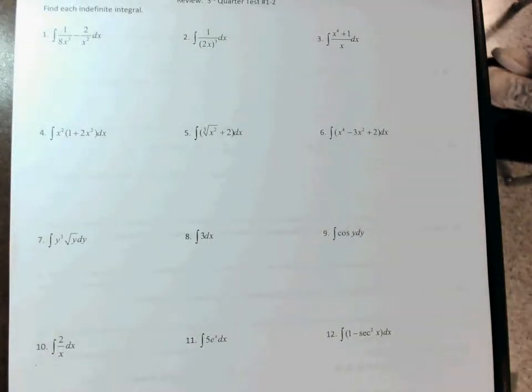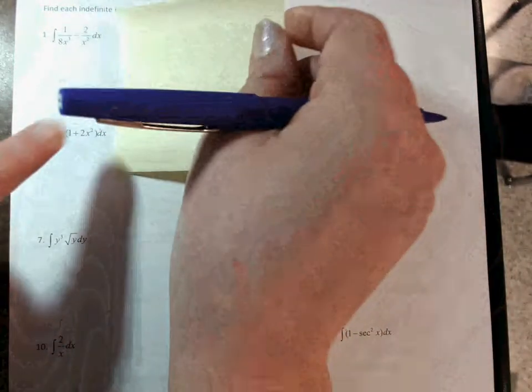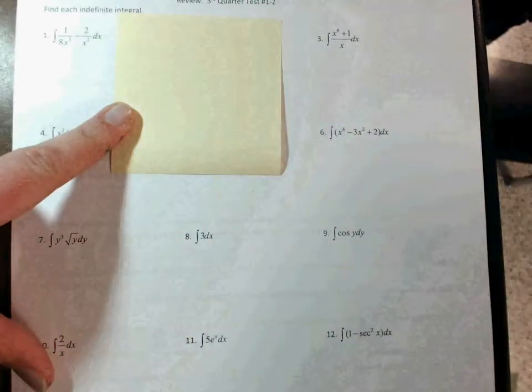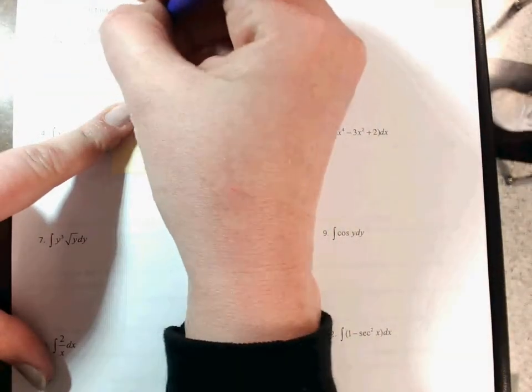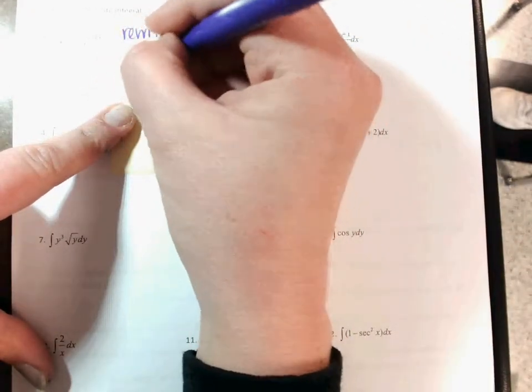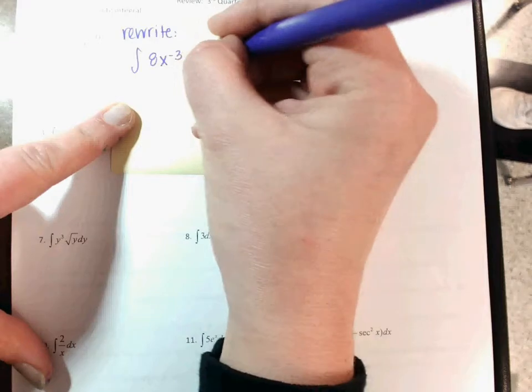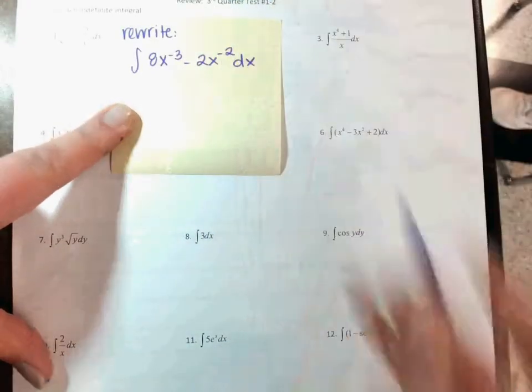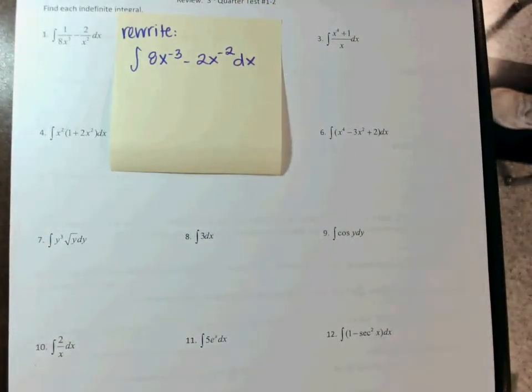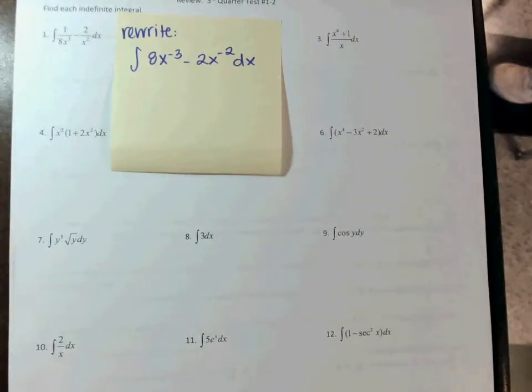Okay, let's look at number 1. You do have to rewrite it. Now, let's make sure your rewrite is correct. I'm going to do it on a sticky note. Tell me if this is right or wrong for number 1. Marcel, you tell us. Is this a good rewrite for number 1? Integral of 8x to the minus 3 minus 2x to the minus 2. Marcel, is that gonna work?